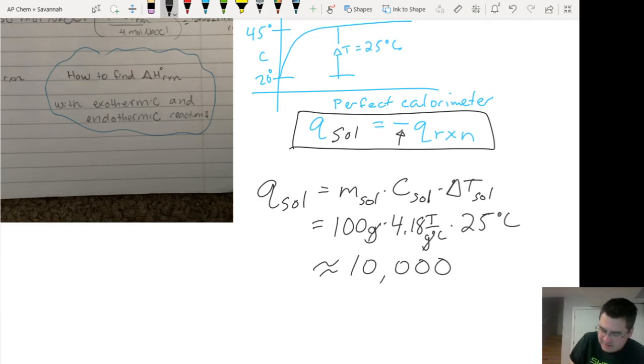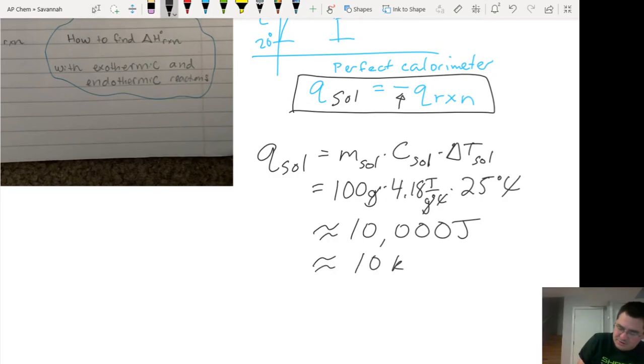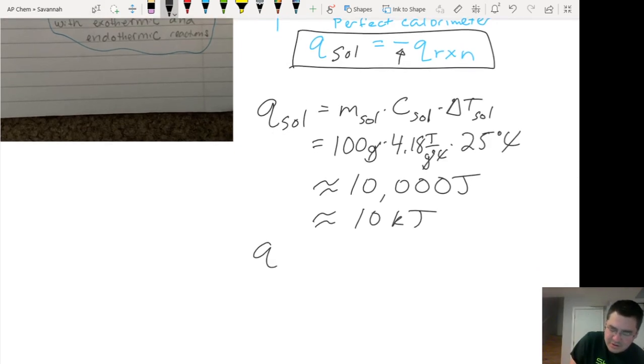Okay. And the grams and the degrees C cancel, so it's roughly 10,000 joules. Okay? Yeah. Which is 10 kilojoules. Okay, now that's how much energy the water absorbed, right? Correct. So once you know how much the water absorbed, then what are you going to say is true about the reaction?